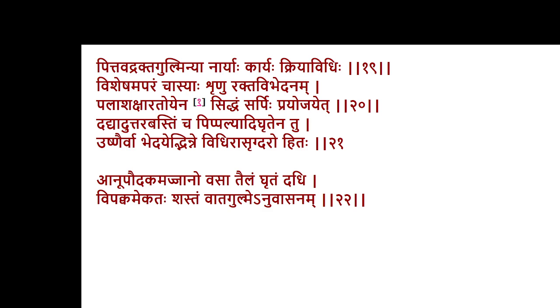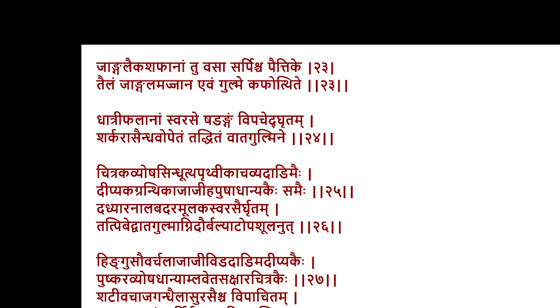Anupa udaka madhyana vasa tailam gasundati vipakam ekadashastam vata gulmyanu asanam. Now specific yogas, in case of vataja gulma: anupa and audaka animals, madhya, vasa, taila, snigdha padartha have to be given for the anuvasana. Jangala ekashapa namtu vasa sarpischa paitike tailam jangala madhyana evam gulme kafothite. In the Pittaja gulma, the vasa or the snehadravya could be from Jangala prani, animals in the Jangala Pradesha. Ekashapa is those who have only one hoof, like sheep, where there is no bifid hoof as such. That's the Ekashapa, sheep mainly.